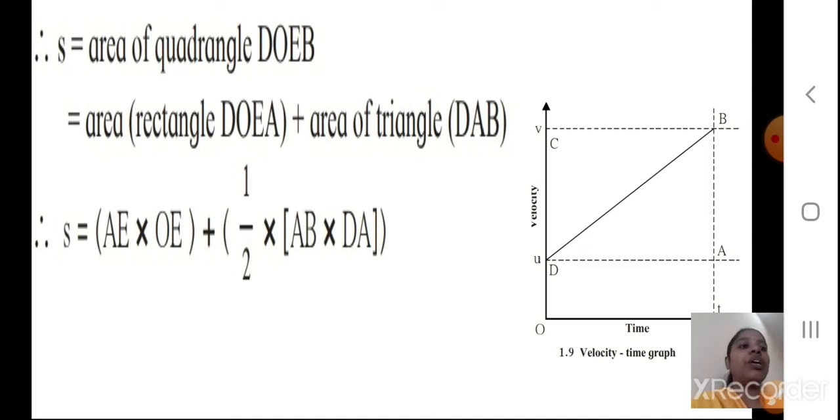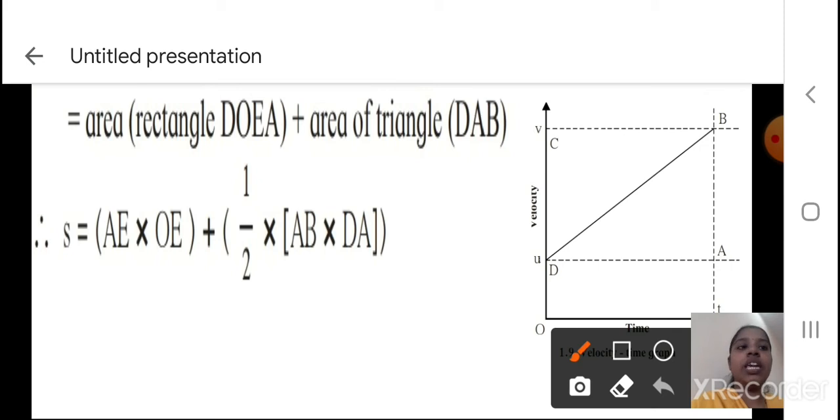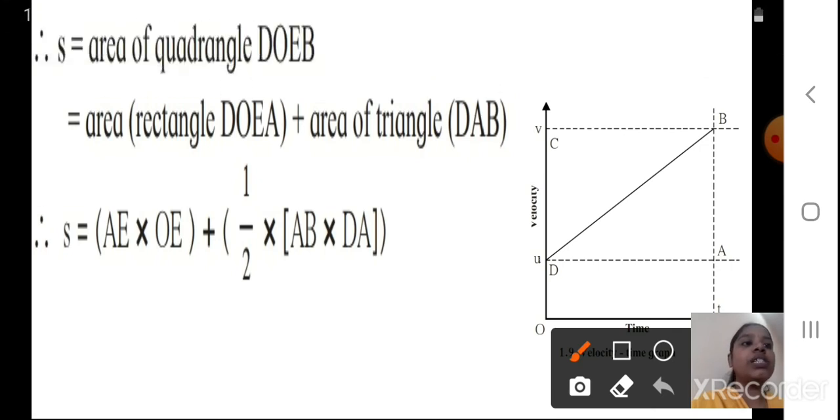Now in the quadrangle, if you see, what is it made up of, students? You can see a rectangle is there and one triangle is there. So what? Area of rectangle, first we will take the area of this rectangle, that is DOEB, plus area of triangle DAB. Okay students, so what will it be?